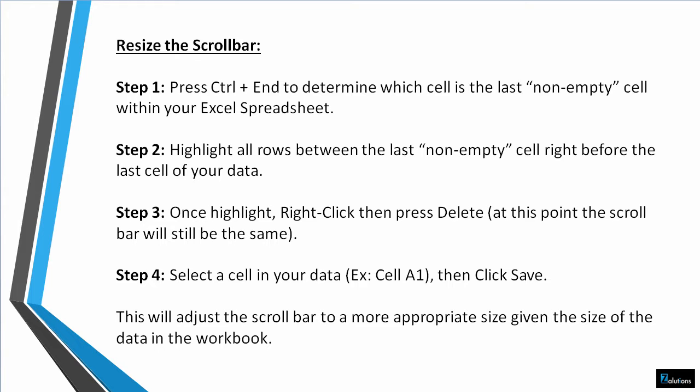Step 4. We will scroll up to the starting cell of our data, for example A1, or we can hit Ctrl plus up to bring us back up to the top. Then we will click Save. Once the spreadsheet is done saving, the scroll bar will resize to a more appropriate size given the size of our data. And that is it.